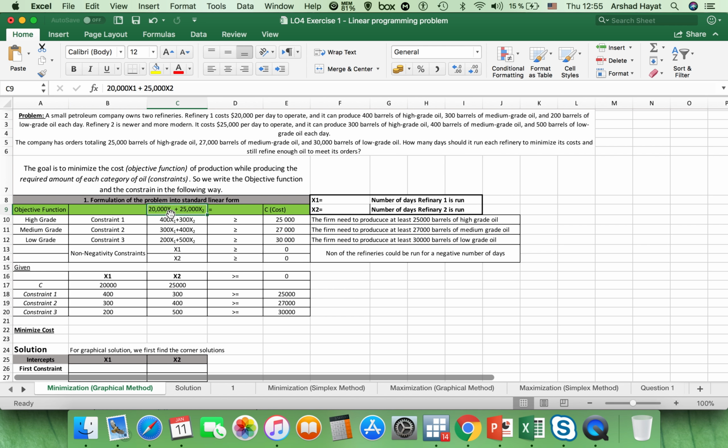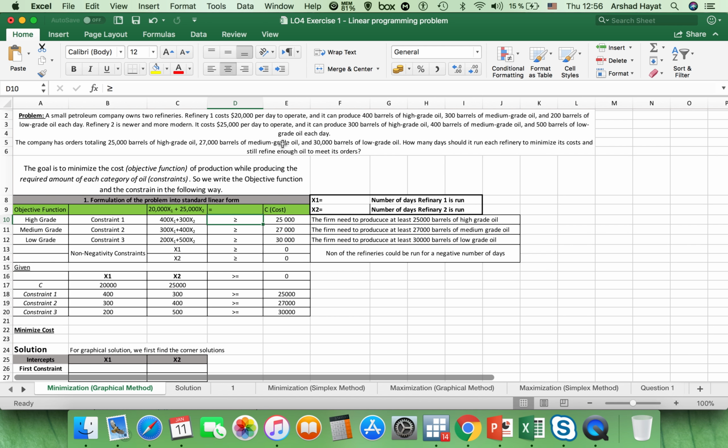So that's refinery 1's per day cost. The number of days refinery 1 is run multiplied by the per day cost gives the total cost associated with refinery 1, while this would be the total cost associated with refinery 2. The total cost is equal to the cost of refinery 1 plus the cost of refinery 2. This is our objective function. We need to simply minimize this function. However, we have some constraints given. The constraints are formulated in this way, in a formal way.